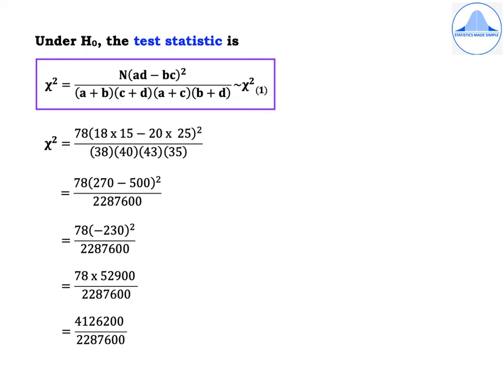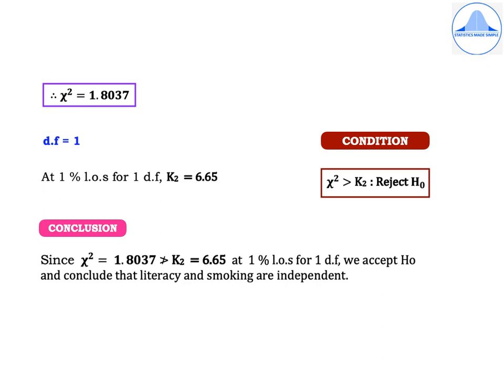22,87,600. Simplifying further, the last step in this slide, we get chi-square equal to 41,26,200 divided by 22,87,600. So therefore, chi-square is equal to 1.8037. The degrees of freedom is 1.